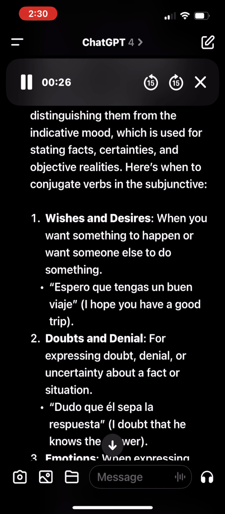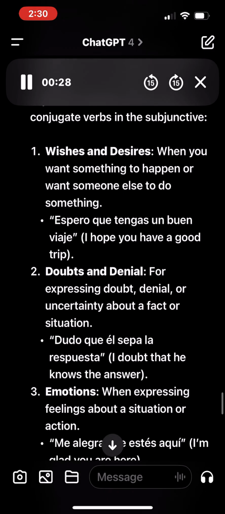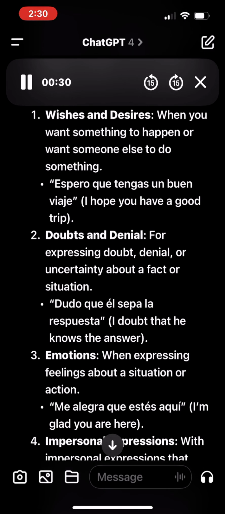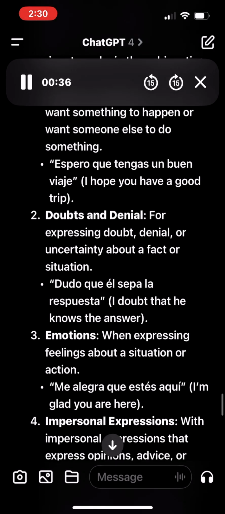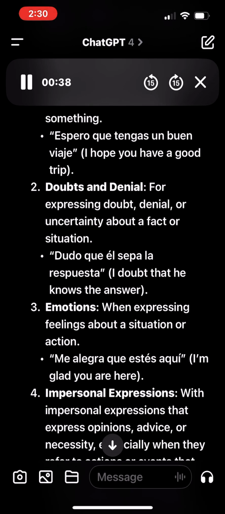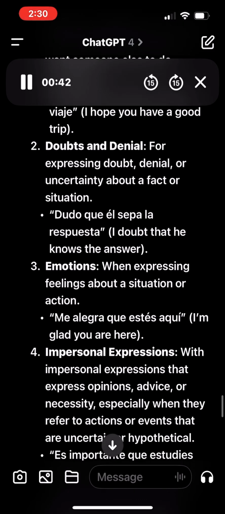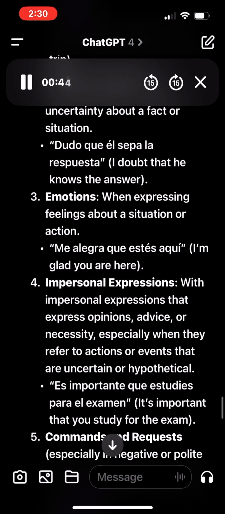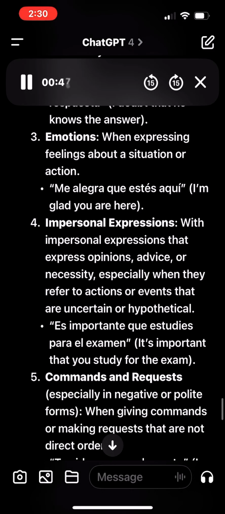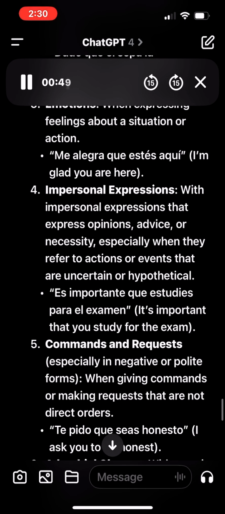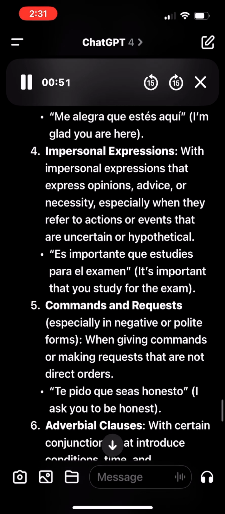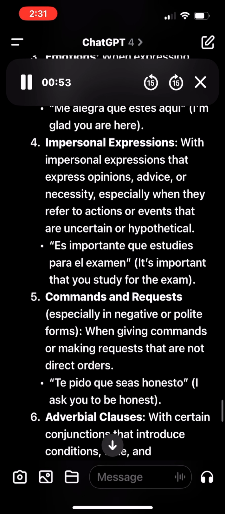1. Wishes and desires. When you want something to happen or want someone else to do something. Espero que tengas un buen viaje. I hope you have a good trip. 2. Doubts and denial. For expressing doubt, denial, or uncertainty about a fact or situation. Dudo que él sepa la respuesta. I doubt that he knows the answer. 3. Emotions. When expressing feelings about a situation or action. Me alegra que estés aquí. I'm glad you are here.